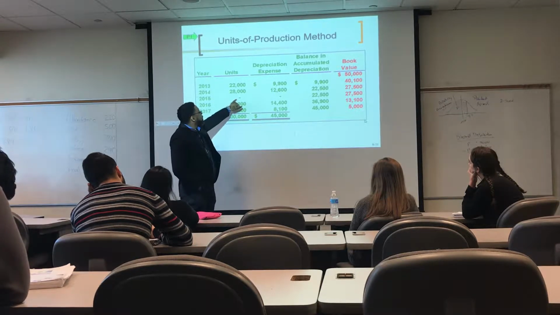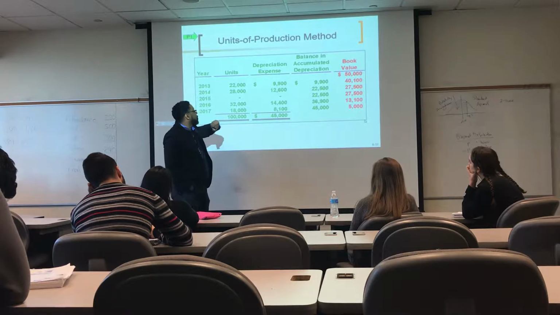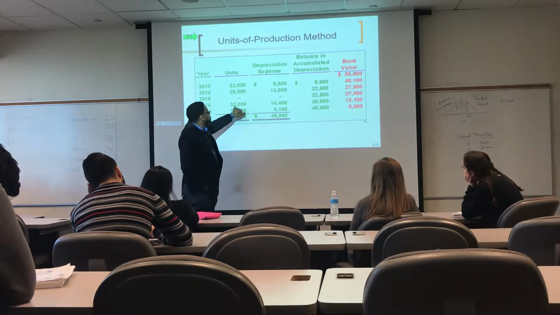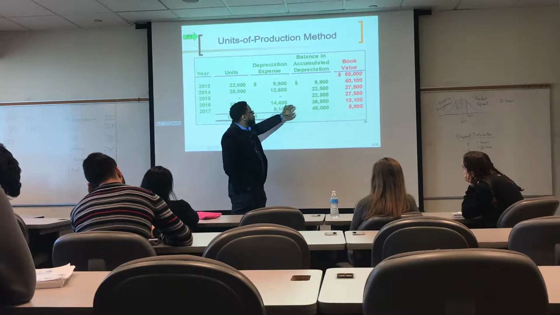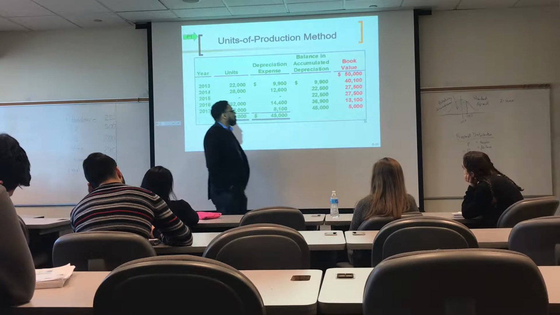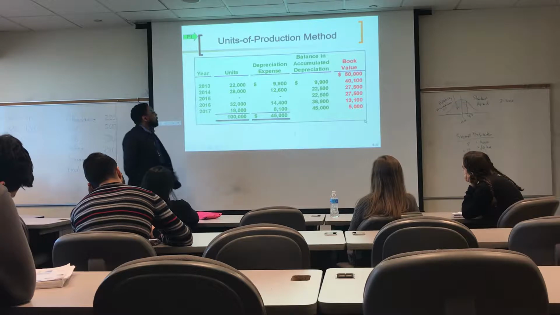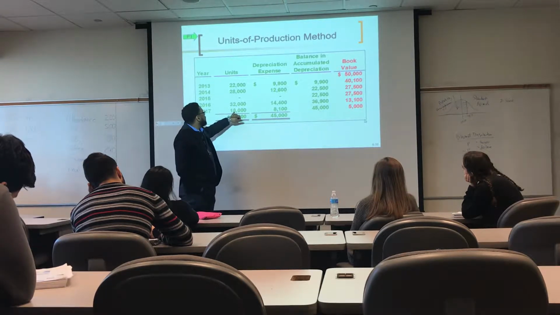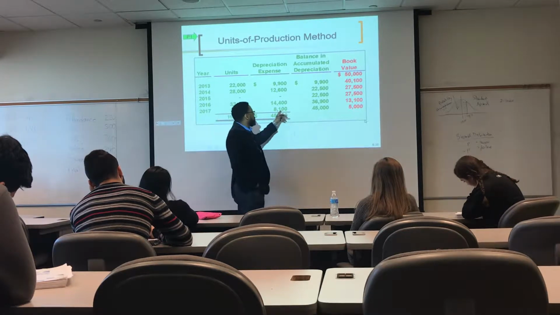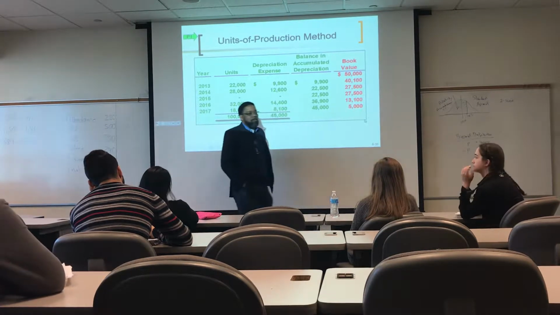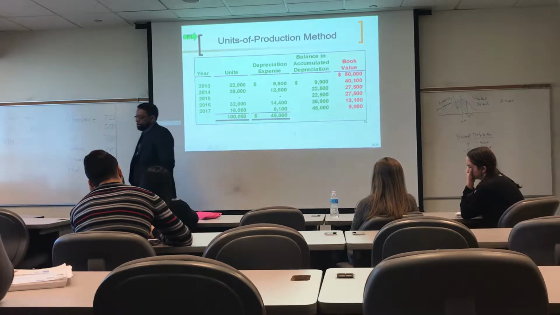In 2015, they didn't operate the machine, so there's no depreciation expense. 2016, they created 32,000 units, 45 cents each is $14,400. 27,500 minus $14,400 is $13,100. In 2017, they made 18,000 units. You multiply that by 45 cents a unit, you get $8,100. 13,100 minus $8,100 gives you 5,000, which is the salvage value. Questions?